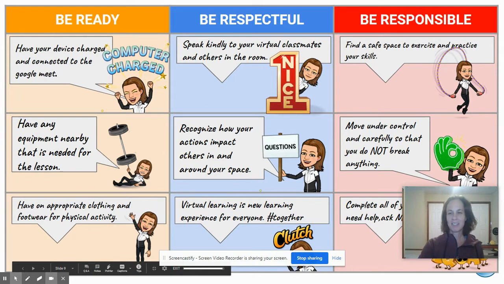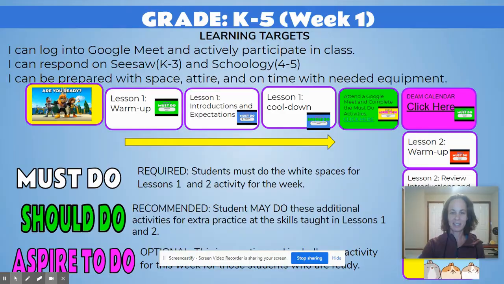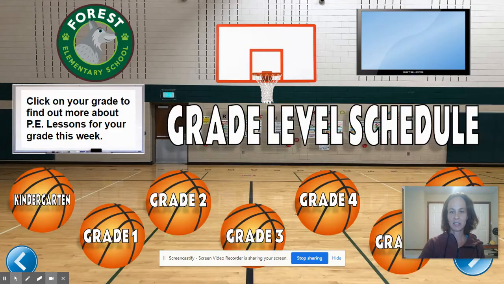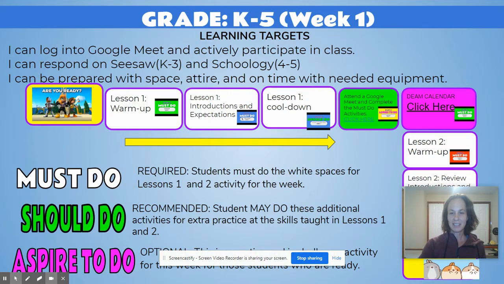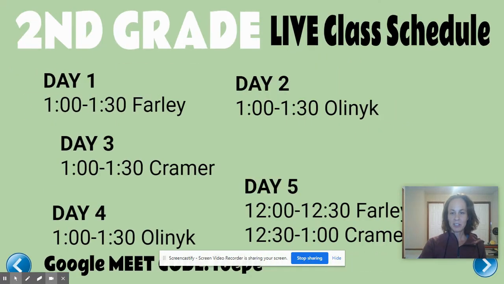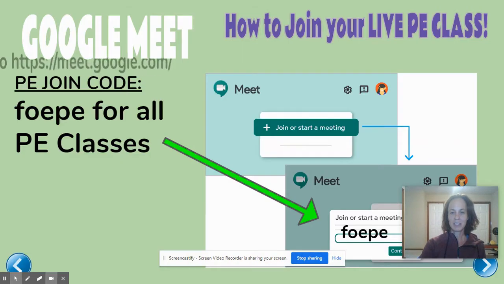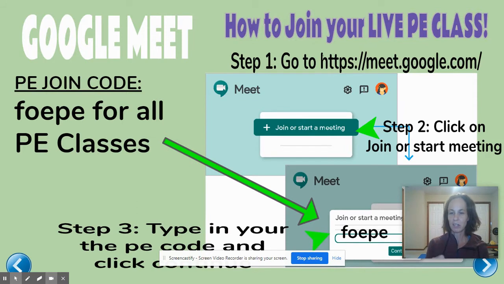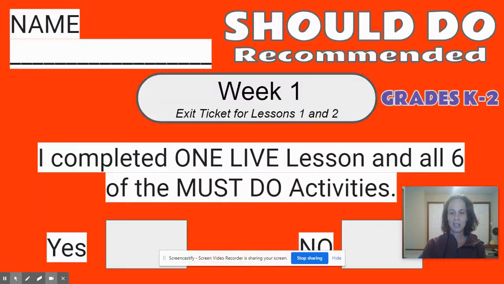I'm going to go through some expectations for this first lesson. So, to show you how it's going to look during Google Meets in physical education class, if you're joining me live, you're going to be entering on a Google Meet. So it's going to be logging in, join or start a meeting. And the code that you're going to type in is FOEPE. And you'll hit join when your class is having PE.